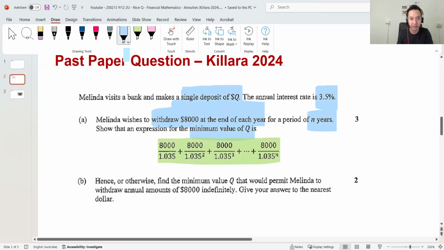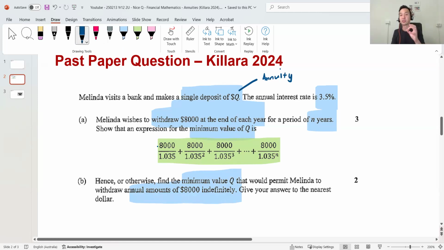And then part B, hence or otherwise, find the minimum value of Q that would permit Melinda to withdraw annual amounts of $8,000 indefinitely. So in actuarial talk, in the financial world, this is called an annuity. In fact, the technical term is fixed term annuity, because it goes for n years. Any annuity that goes indefinitely is called a perpetuity.